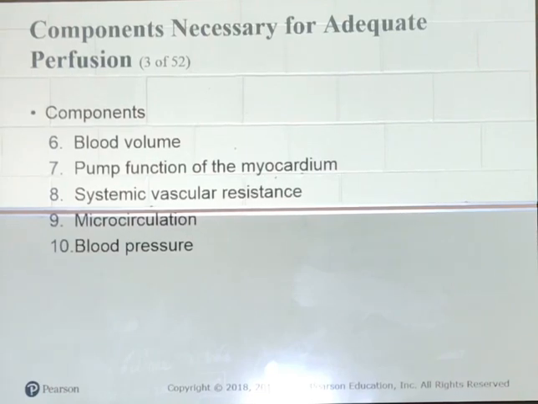All right, you also have to have blood volume, like we talked about before. The pump function of the heart. If the heart's not pumping, that oxygen in that blood isn't going anywhere, right? You have to have systemic vascular resistance, okay? You have to have that microcirculation in the capillaries, and you have to have a blood pressure.